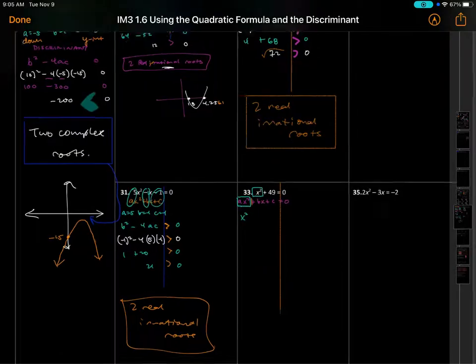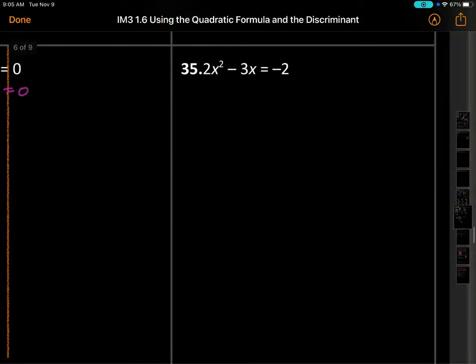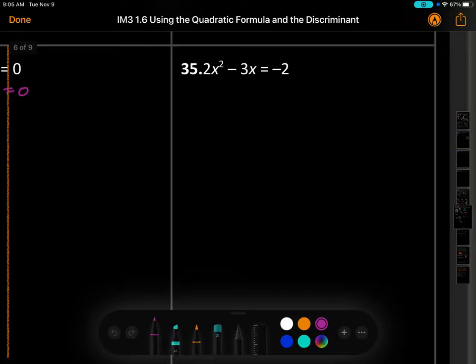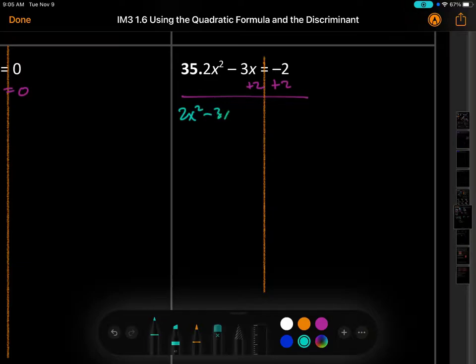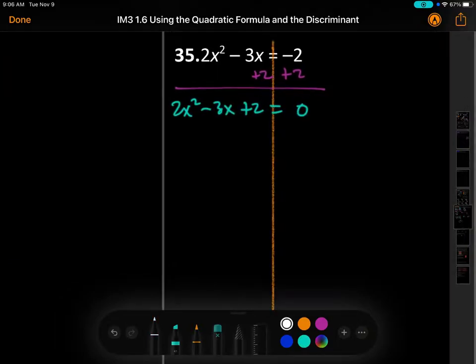Didn't save my work. Oh yes. That's okay. At least it was recorded. Is that in standard form? Uh-oh. It's not. C is not negative 2, because it has to be set equal to 0. So I'm going to add 2 here. 2x squared minus 3x plus 2 equals 0. Now I can identify my a's, b's, and c's.